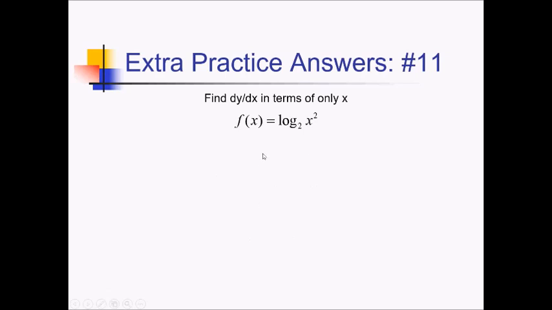On this problem, I want the derivative of log base 2 of x squared. Just to make my life a tiny bit easier, I'm going to pop that 2 out in front, and now I'm just doing 2 times the derivative of log base 2 of x. So that's going to be 2 over x ln of 2.